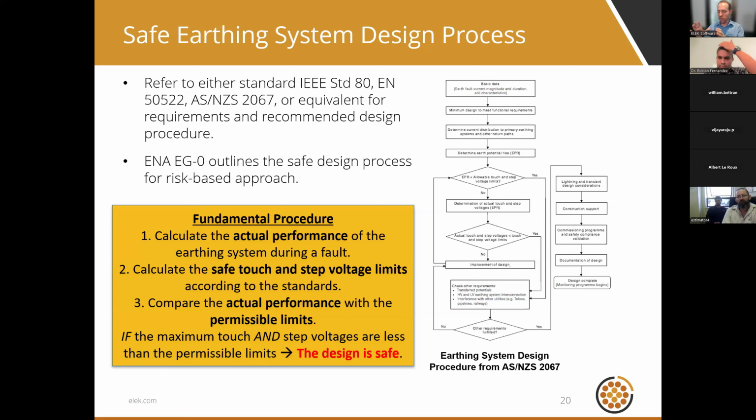Now, how do we determine the actual performance? We often use modeling for that. So we model the earthing system, we add the inputs, we calculate the touch and step voltages and the GPR, and at the same time, and I'll show you at the end of this presentation, we also calculate the limits and we do a comparison. And if the actual touch voltages are lower than the permissible limits, we are all good and we have a safe design.